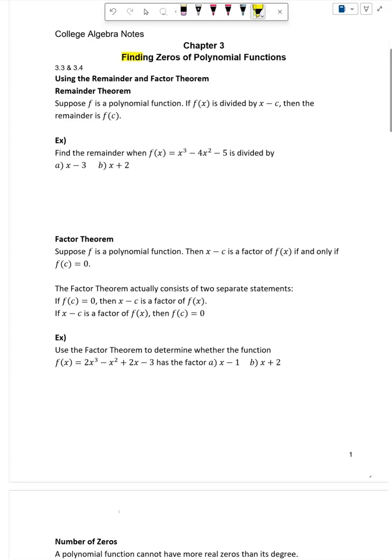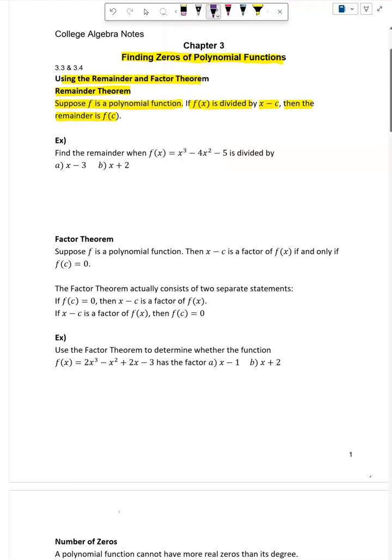Hey guys, let's talk about finding zeros of polynomials, okay? And we're going to do this first using the remainder and factor theorem. So here's the remainder theorem. Suppose f is a polynomial function. If f of x is divided by x minus c, then the remainder is always f of c. So let's do an example of this.